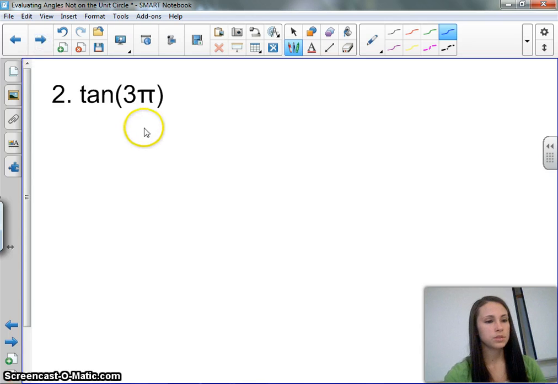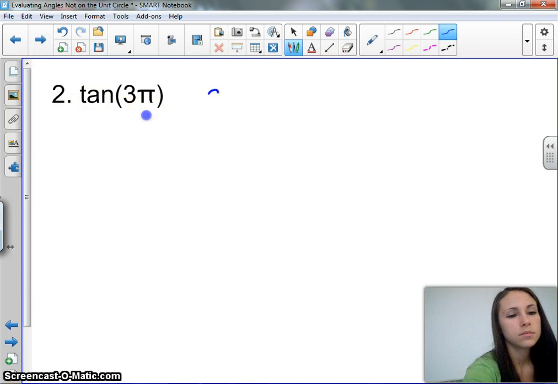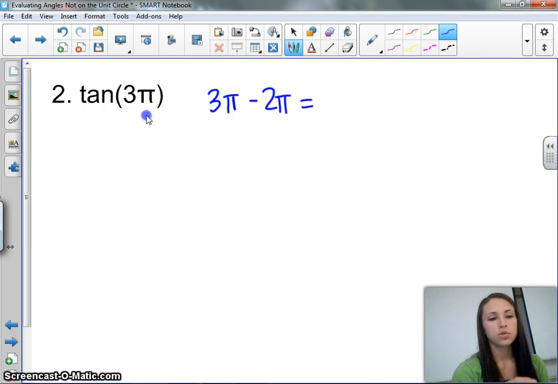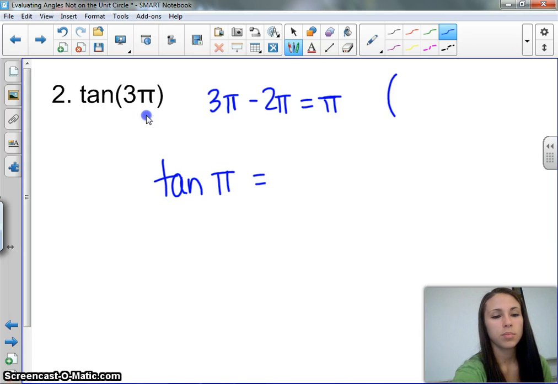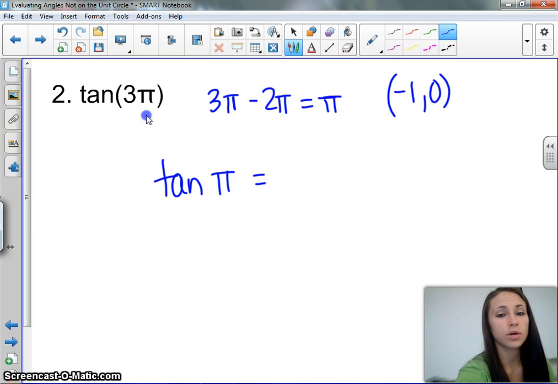Alright, we'll do a couple more of these. Tangent at 3 pi. 3 pi is bigger than 2 pi, so I'm just going to subtract 2 pi from it to get it back on the unit circle. So 3 pi minus 2 pi gives us pi. And so the tangent at pi, the coordinate is -1, 0. And so that's just the y over the x. And so I'm going to put 0 over -1, which is just going to be 0.